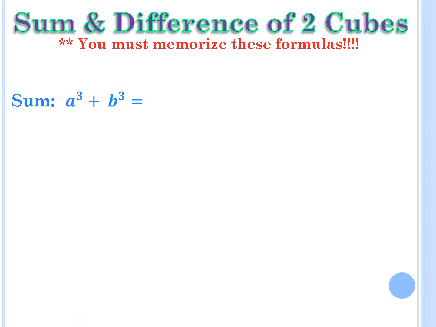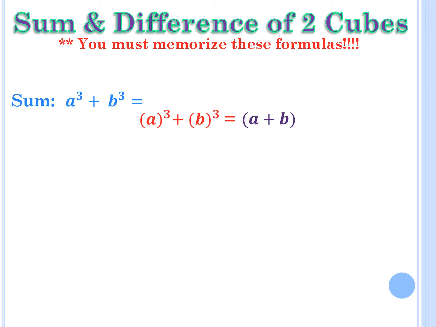So the first formula we're going to look at is what happens if I have two cubes that are being added together. Well, the first thing you want to do is say, okay, what cubed is going to give me a cubed? Well, a. And what cubed is going to give me b cubed? Well, b. So how do I get a cubed? That's a to the third power. How do I get b cubed? Well, that's b to the third power.